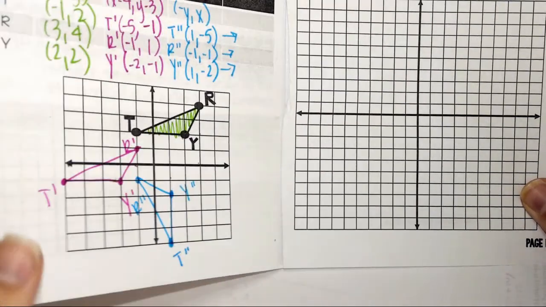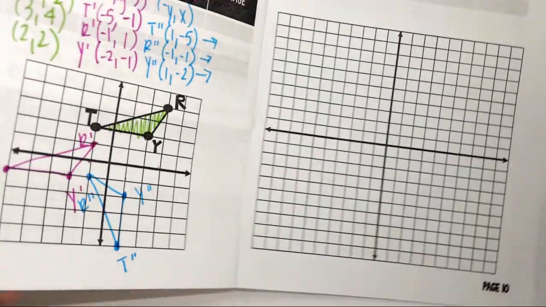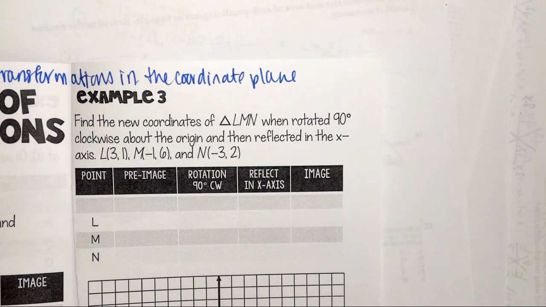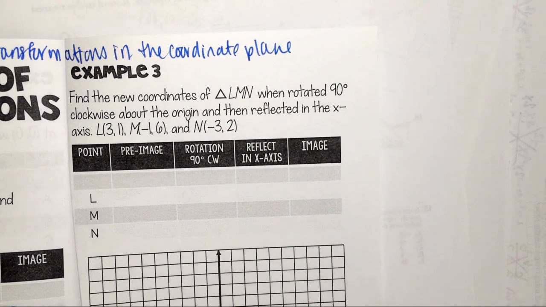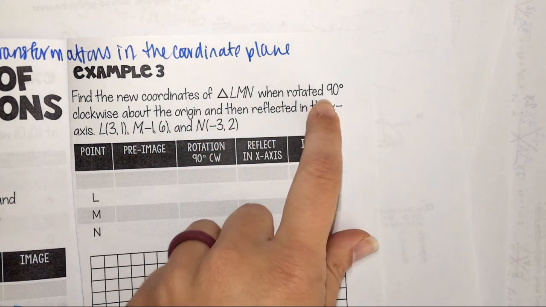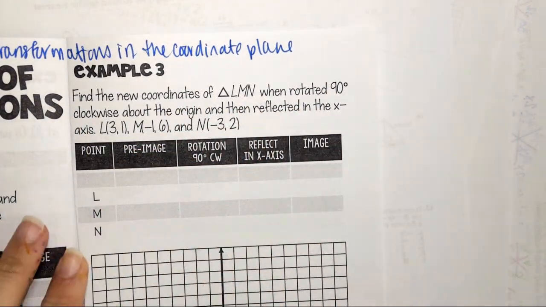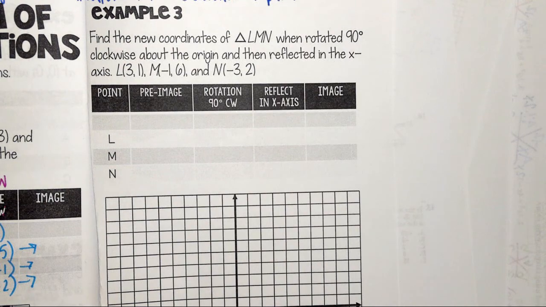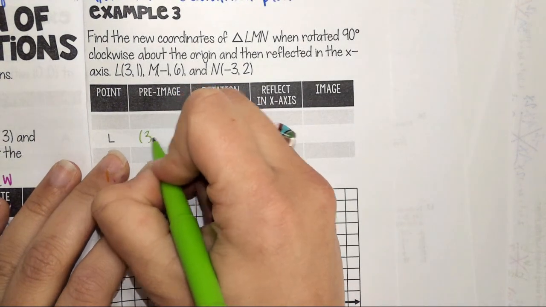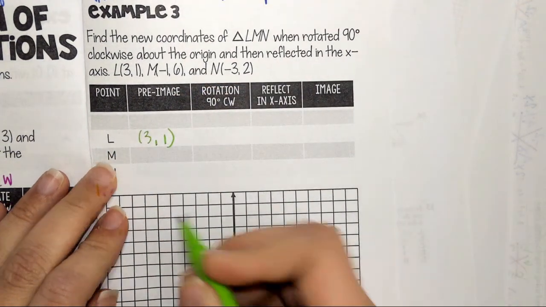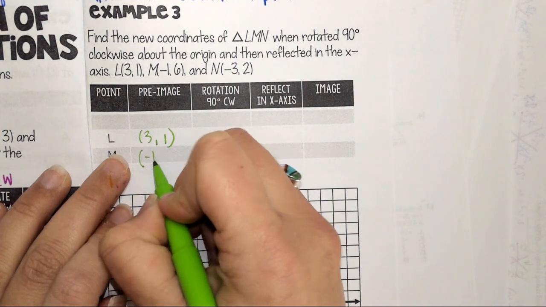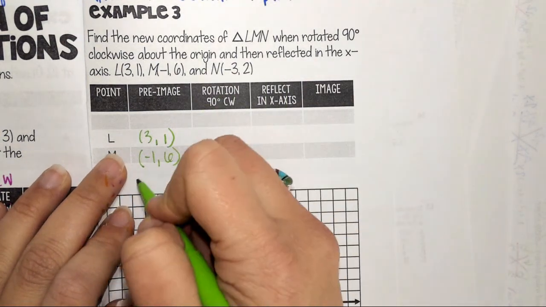All right, are we ready? For the next one that says example 3, but should be example 2. All right, so it says find the new coordinates of triangle LMN when rotated 90 degrees clockwise and then reflected. So let's write down our original coordinates. 3, 1, and then? -1, 6.